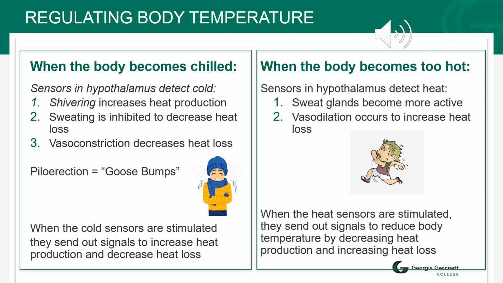So that's the left-hand side of this slide, when the body becomes chilled, and what the brain is doing in that instance, that whole thermoregulation process. On the right-hand side, when the body becomes too hot, those sensors detect heat and the sweat glands become more active and you have vasodilation, which occurs to increase the heat loss. So the brain is trying to cool off the body. When those heat sensors are stimulated, they send out signals for the body to reduce the body temperature by decreasing the heat production and increasing that heat loss.